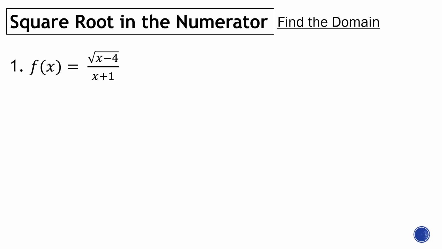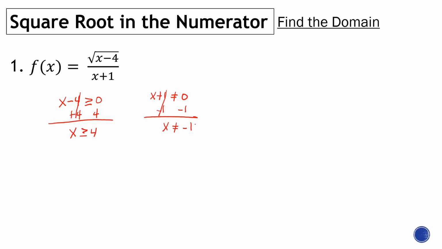To solve this problem, this is how we set it up. First, x minus 4 is greater than or equal to 0, which means we add 4 on both sides. That means x is greater than or equal to 4. That's our numerator. Let's have the denominator. The denominator x plus 1 cannot be equal to 0, which means we subtract 1 on both sides. So we cross that out. That means x cannot be equal to negative 1. Now we will consider these two restrictions.